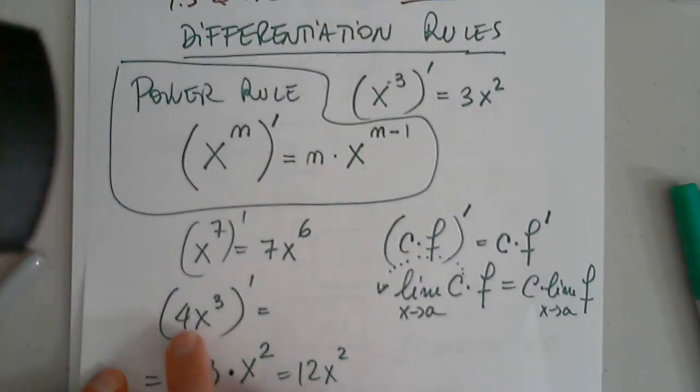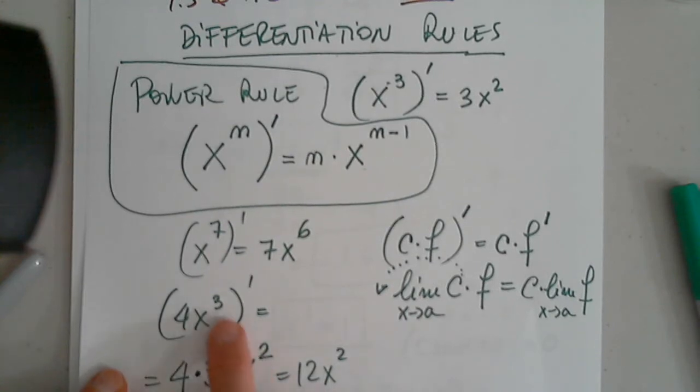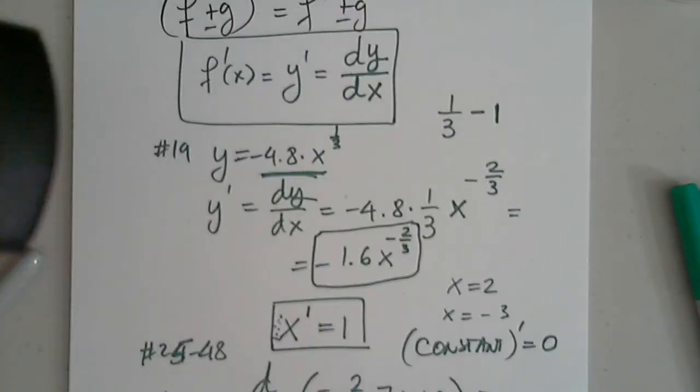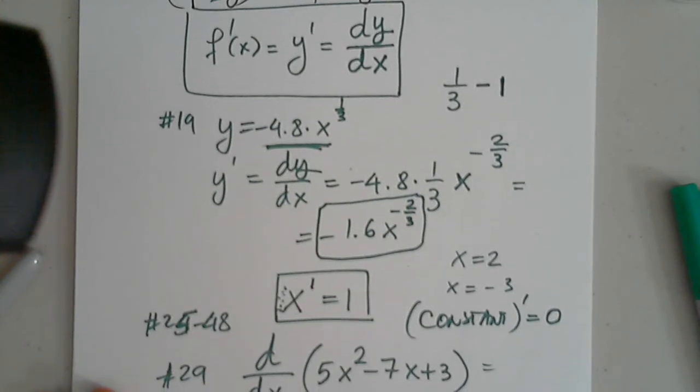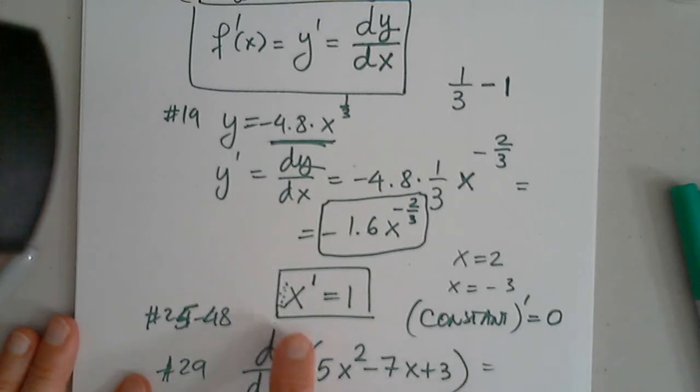So we bring down 3, we multiply by 4, and we subtract 1 from the power. I bring down 2, I multiply by 5, and I subtract 1 from the power. Is that okay? Yeah, and then the negative 7, you just drop the x plus 3 here. X prime is 1. 1 times negative 7 is negative 7. The derivative of a constant is 0.